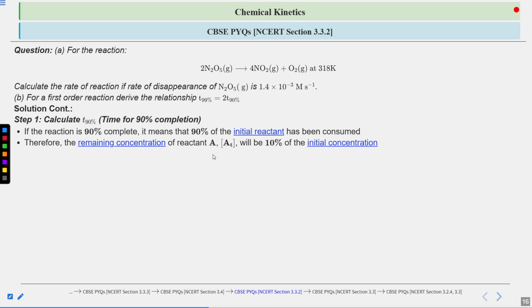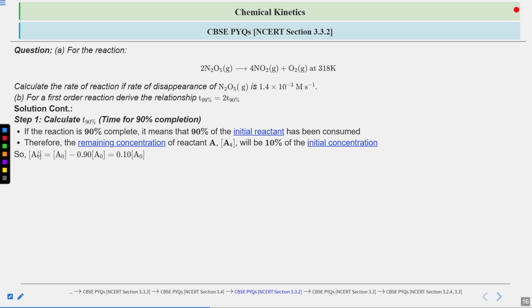Therefore, the remaining concentration of the reactant A, that is A_t, will be 10% of the initial concentration, right? Because the condition we are talking about is t90. That means the time at which 90% of the reaction is already completed. The initial reactant is consumed by 90%, and only 10% is remaining. So A_t, the concentration of A at time t, is only 10% of the initial concentration. Okay.